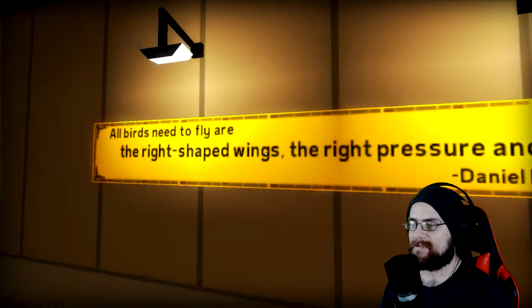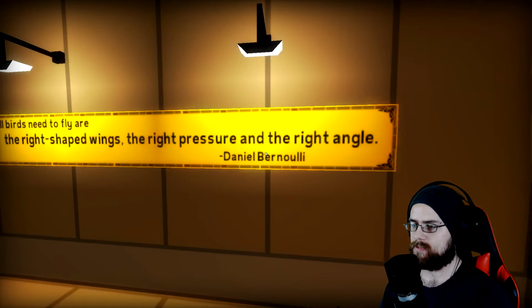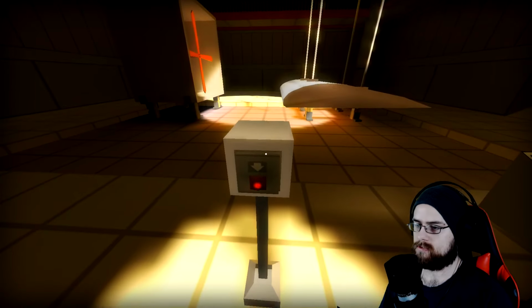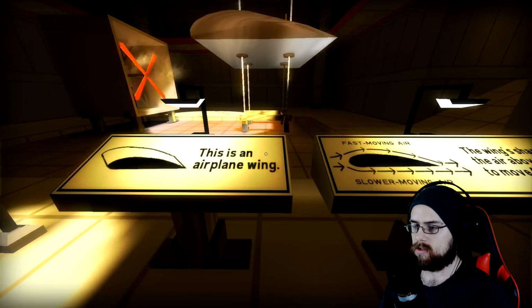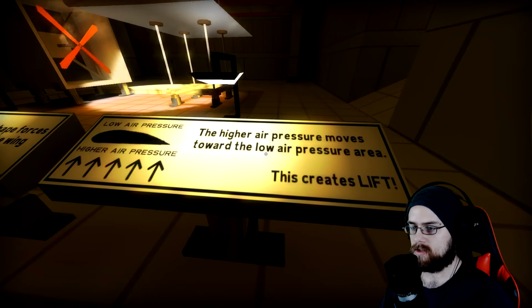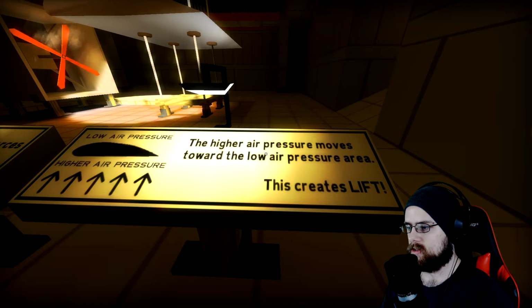Hey, look, it's my name! I'm in the game! All birds need to fly are the right shaped wings, the right pressure, and the right angle. Daniel Bernoulli. This is an airplane wing. Fast moving air, slow moving air. The air shape forces the air above the wing to move fast. Low air pressure, high air pressure. The higher air pressure moves towards the low air pressure area to create lift.